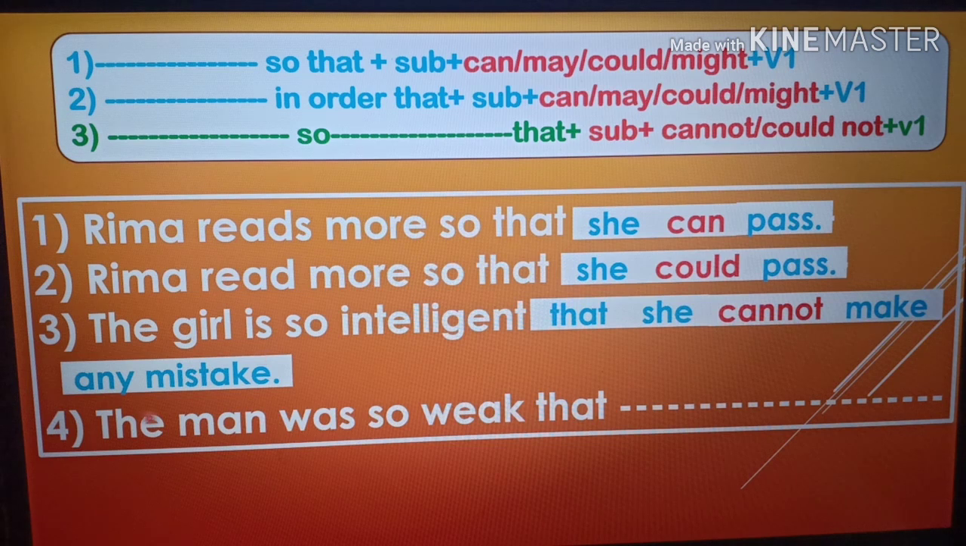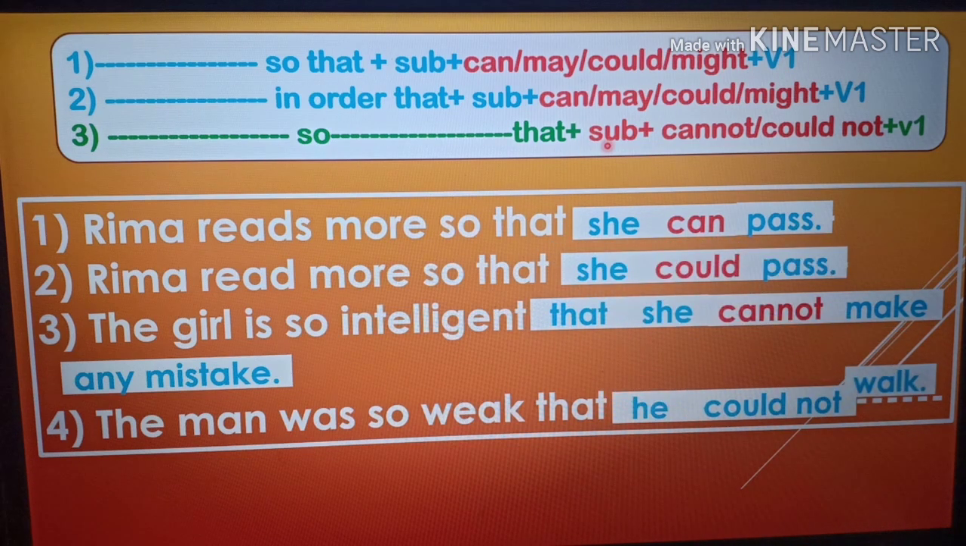And then the last one, the man was so weak that. This is in past indefinite. So we have to use subject at first. The man was so weak that. This is in past indefinite, so we have to use could not. He could not work. The man was so weak that he could not work. And we have used he here instead of the man. The man is a noun and we have to use a pronoun here. So dear students, to complete these incomplete sentences according to these rules, you must memorize the structure.